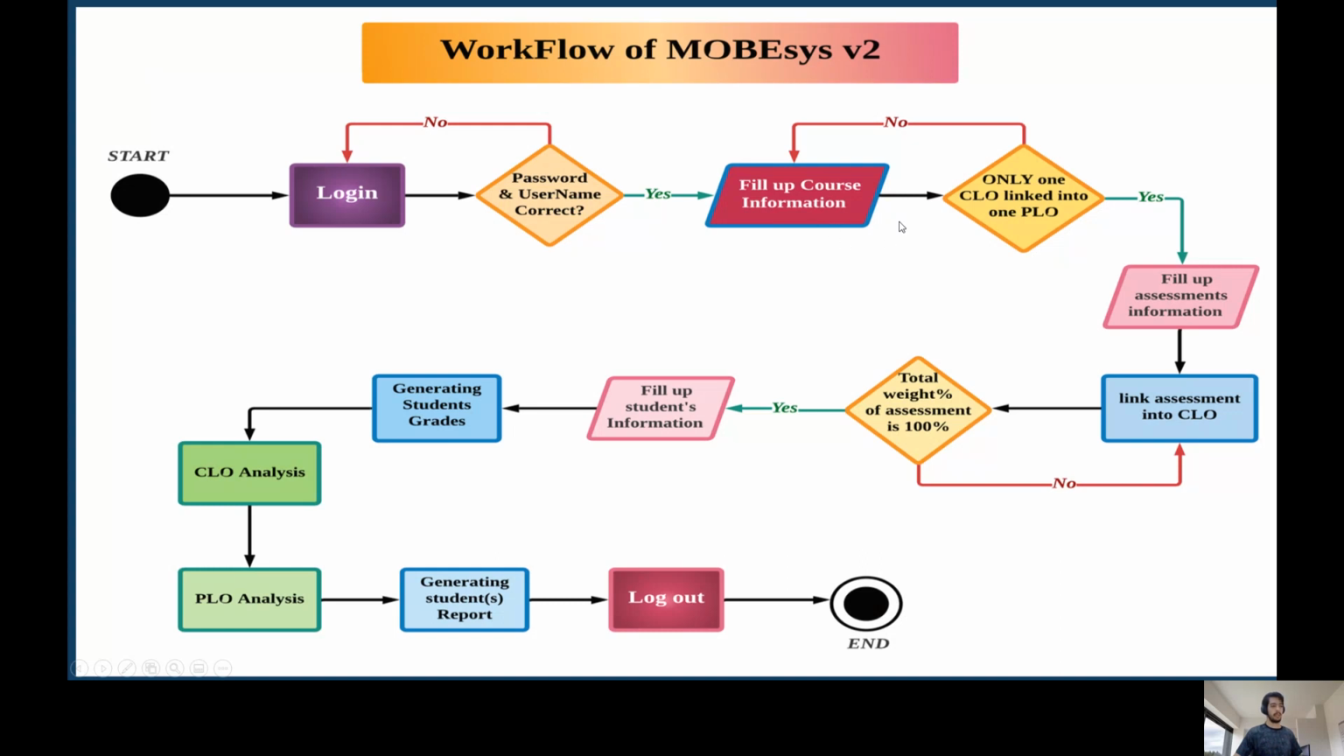And if the condition is true, then they will have to fill up the assessment information, such as the test, assignment, final exam, and their full mark, as well as their weightage. Then they will link that to the associated CLOs, and the system will make sure that the total weightage of the assessments is 100%, not less, not more.